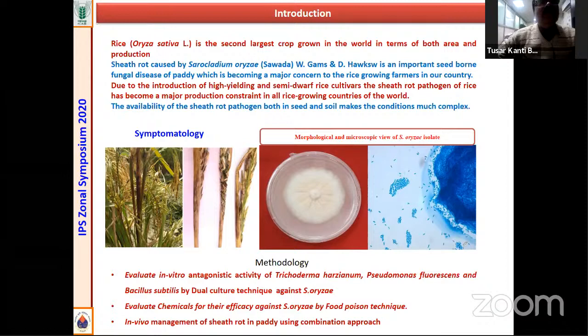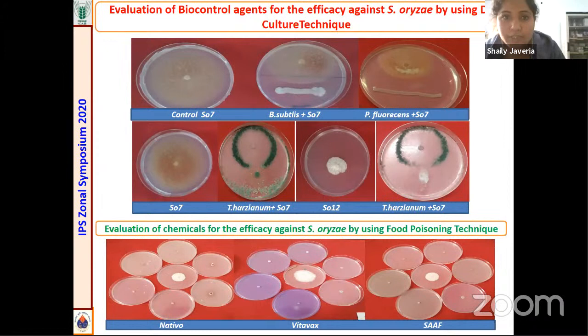These are the results which we found on dual culture techniques. Comparing Bacillus subtilis with Sarocladium oryzae and Pseudomonas fluorescens with Sarocladium oryzae, we found Sarocladium oryzae was controlled more by Pseudomonas fluorescens as compared to the bacterial biocontrol agent Bacillus. And Trichoderma harzianum, within the third day of dual culture, covered the complete colony of Sarocladium oryzae in in vitro condition.